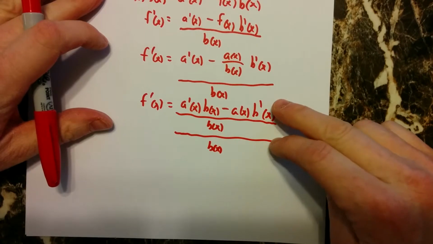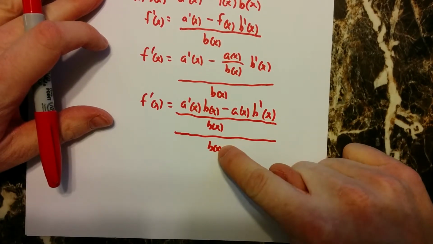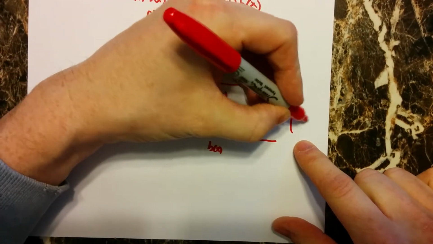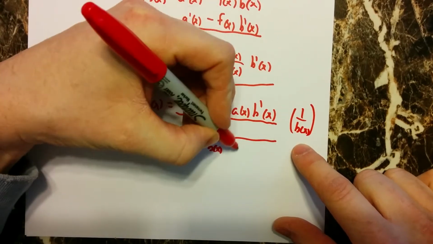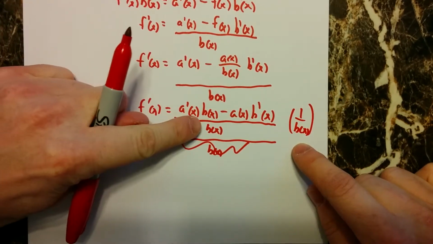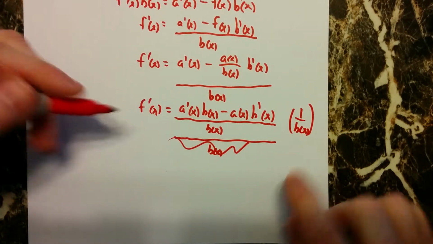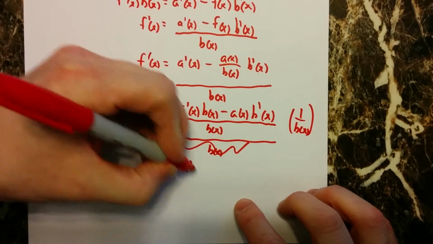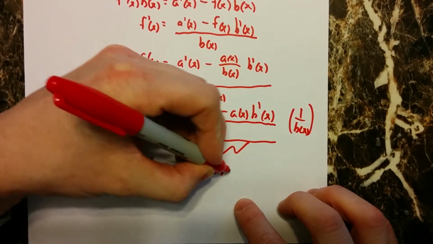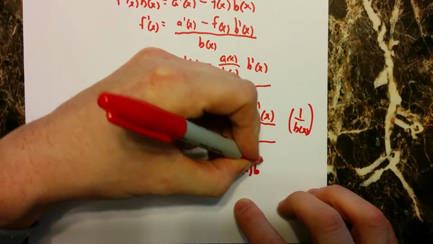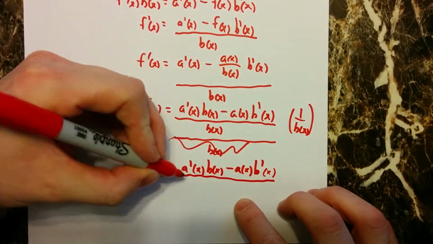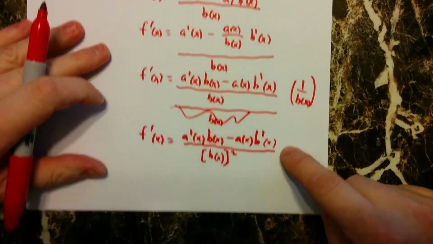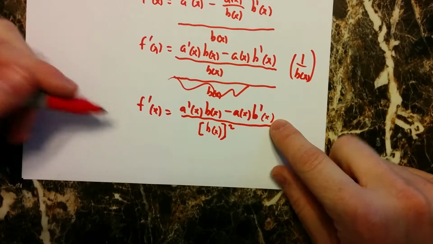So we're going to take this down here, invert and multiply. When we invert and multiply, it'll appear over here as a 1 over b of x. So if we get rid of that, then we'll have this b of x times that b of x, which gives us b of x squared. So we'll get a prime of x, b of x minus a of x, b prime of x, all over b of x squared. So what we have now is our final step. This is the quotient rule.